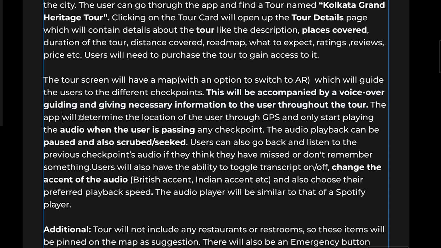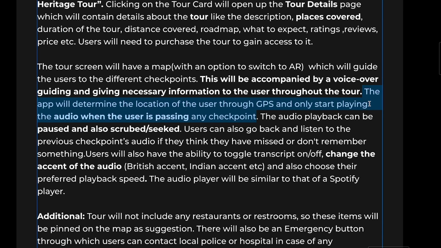The app will then determine the location of the user through the GPS and only start playing audio when the user is passing the checkpoint, right? Now, this is how this works. The interesting thing here is that this will work only if there is an internet connection, right? But what if there is no internet connection? That's an edge case that he will have to consider.